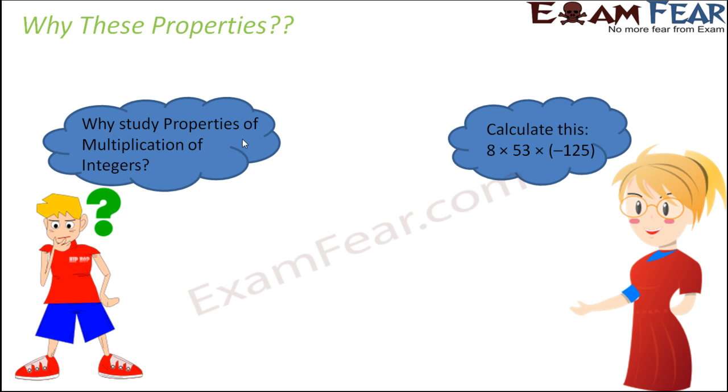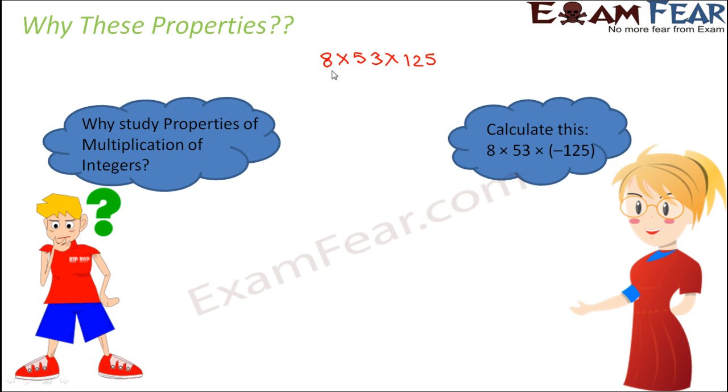If I ask you to calculate this value 8 into 53 into minus 125, using the tips you can very easily find out if the product would be positive or negative, because here you have only one negative integer, so therefore the product would be negative. But my question is, how will you find the product? So to find the product, you would follow a process somewhat like this.